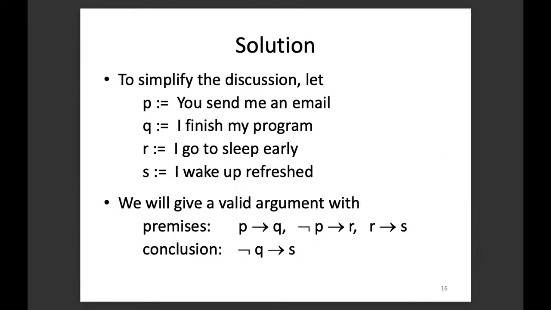So for instance, let's say we use these variables to simplify our discussion. P represents you send me an email, Q represents I finish my program, R is I go to sleep early, and S is I wake up refreshed. So in the previous three facts, the first one says, if you send me an email, then I will finish my program. So P implies Q. The next one is, if you do not send me an email, then I will sleep early. And the third part is, if I go to sleep early, then I will wake up refreshed. And then we hope to prove the conclusion: when I do not finish my program, then I will wake up refreshed. So how can we get there?